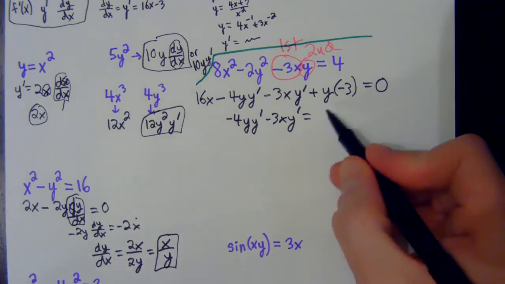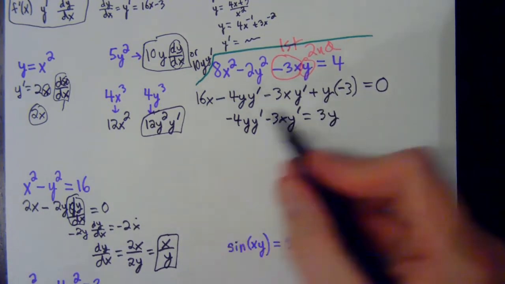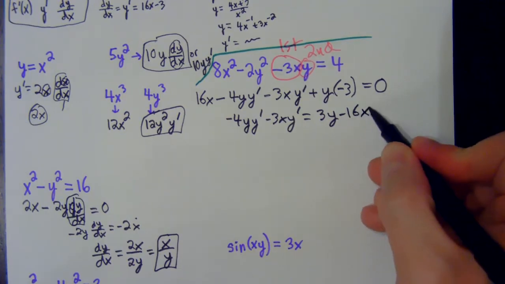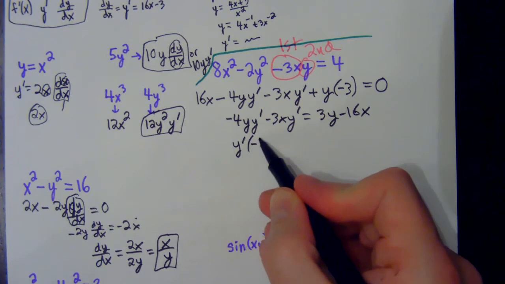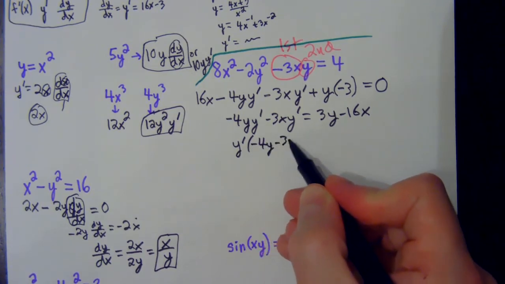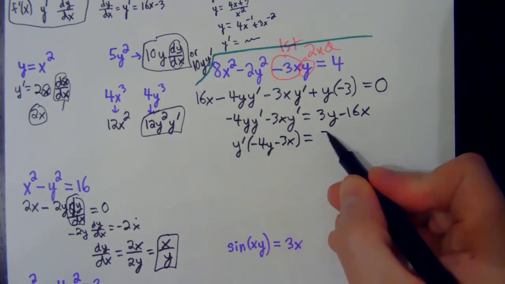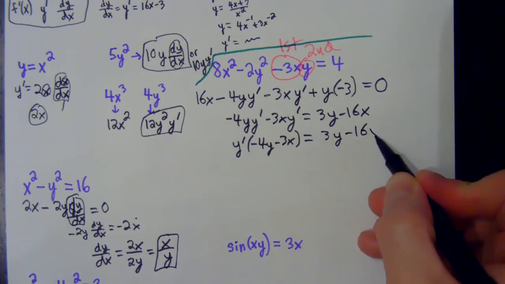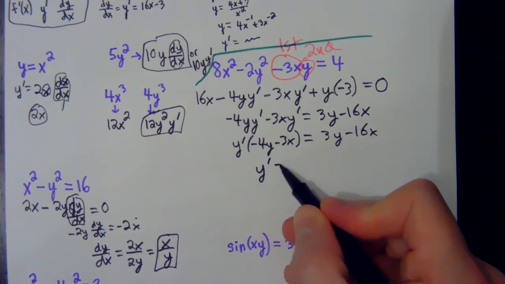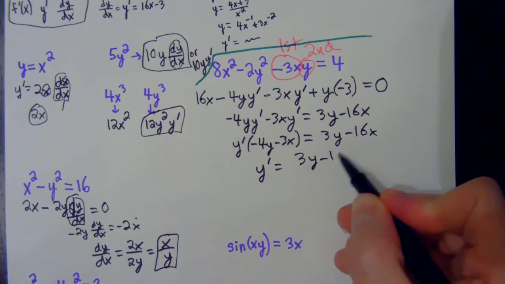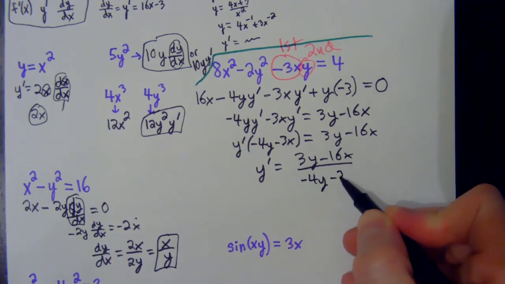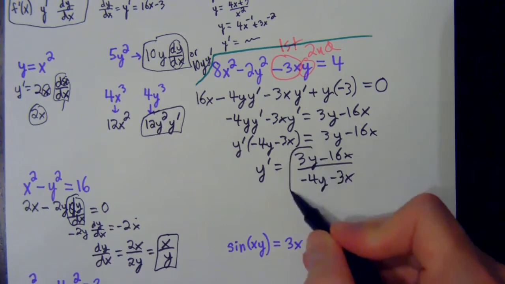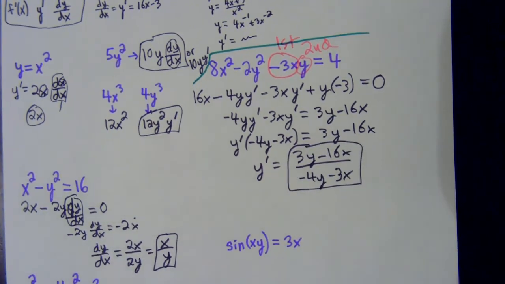So that's going to give us a positive 3y over there. And I move the 16x over there. It becomes that. And then we're just going to factor out the y prime. And then we're going to divide. And there's our derivative, and we're done.